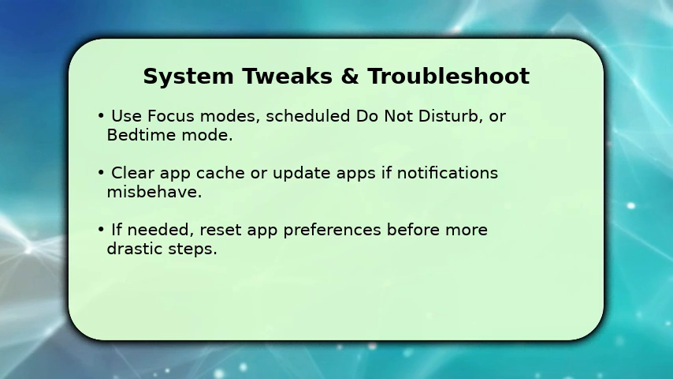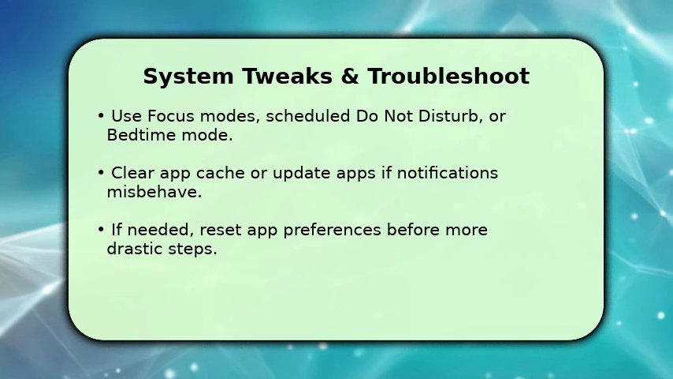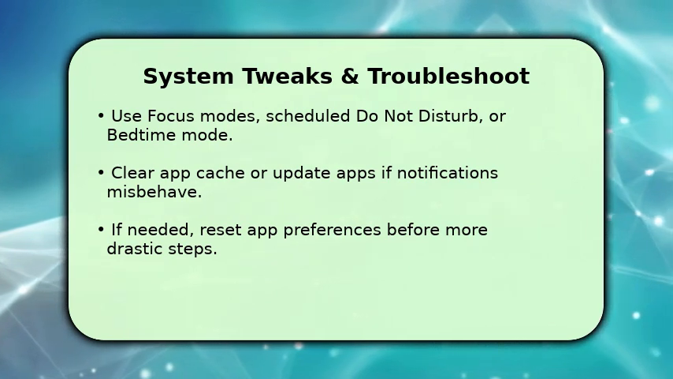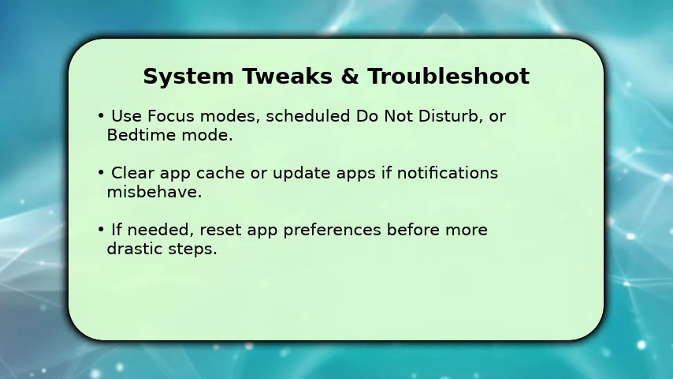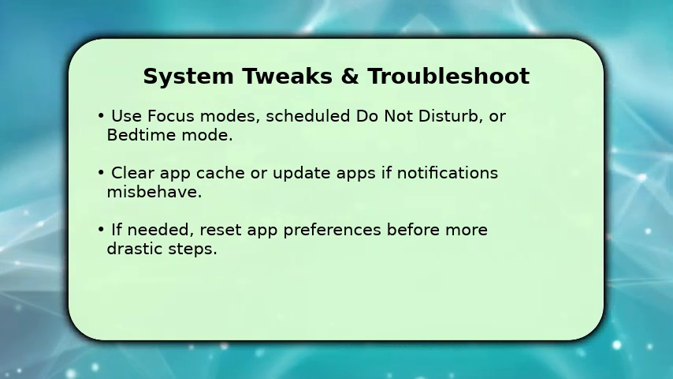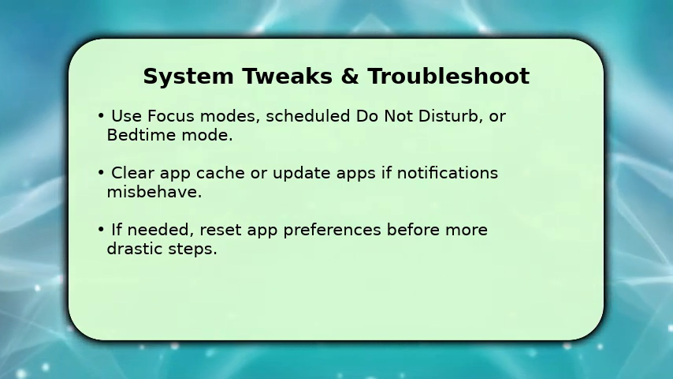Adjust if necessary. If a notification still misbehaves, clear the app cache, check app permissions, or update the app. These often fix glitches. Troubleshooting tip: if many settings fail, reset app preferences rather than a factory reset. This restores defaults without deleting data.